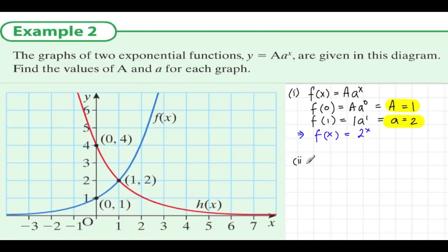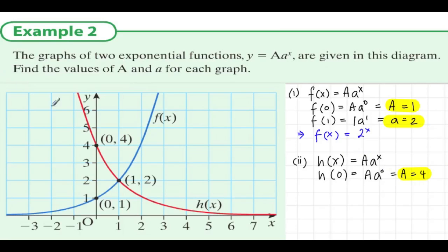Now in number 2, we do it the very same way. We know input and output values. So h of x is equal to capital A times small a to the power of x. If you input the value 0, with output 4, that gives us capital A times small a to the power of 0, but anything to the power of 0 is 1, so that's just capital A. So capital A is equal to 4. So that's the first part of it.